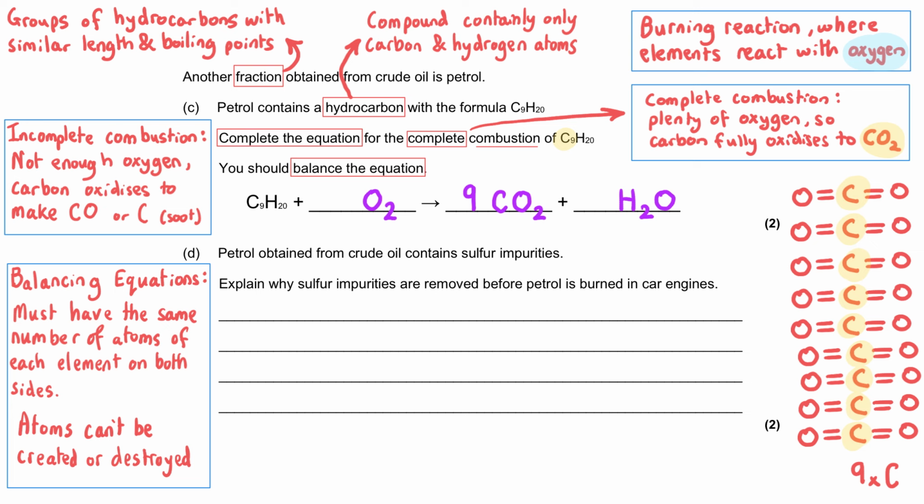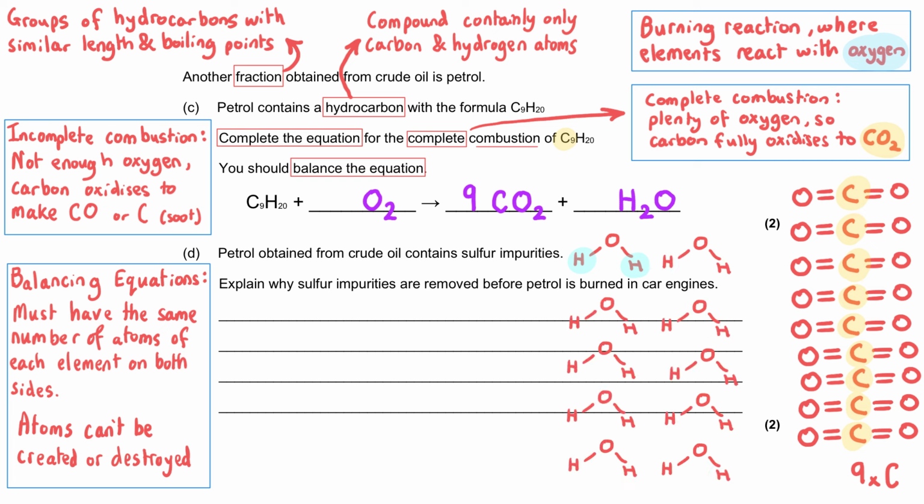We'll get to that. And then the hydrogen, we've got 20 hydrogen in our reactant. We've got 2 hydrogen in each molecule of H2O. So therefore, if we had 10 molecules of H2O, that would be 10 lots of 2 hydrogen. And so that would give us 20 hydrogen. And so this is now balanced for hydrogen.